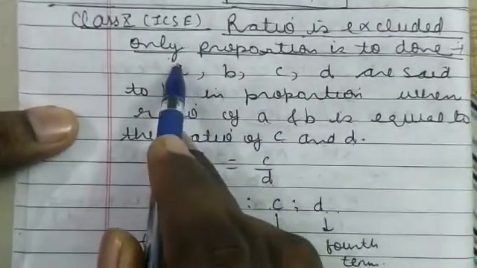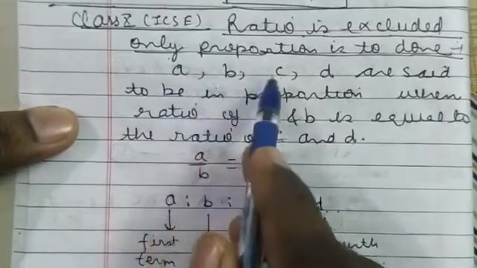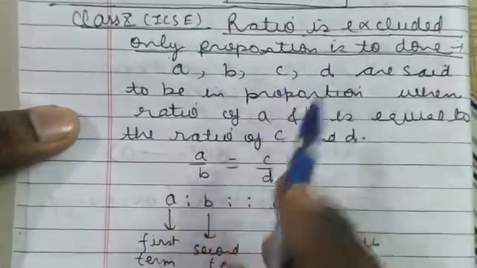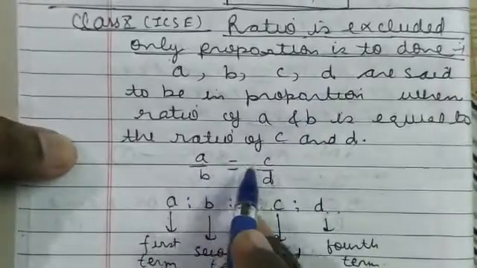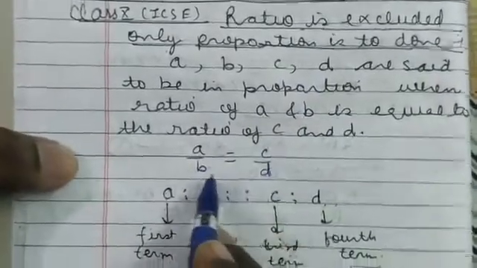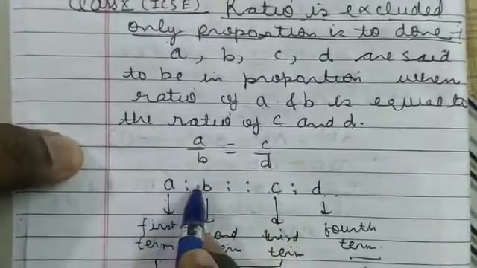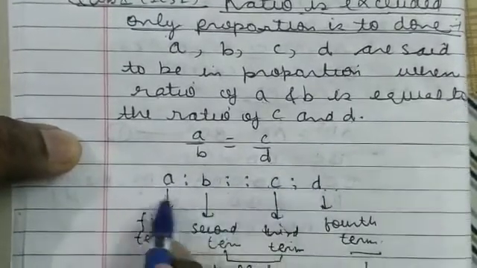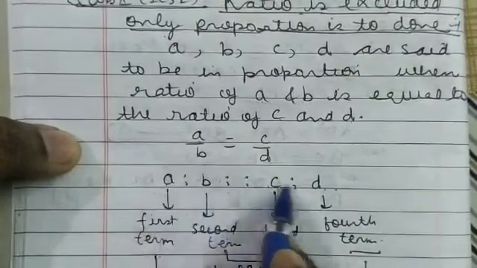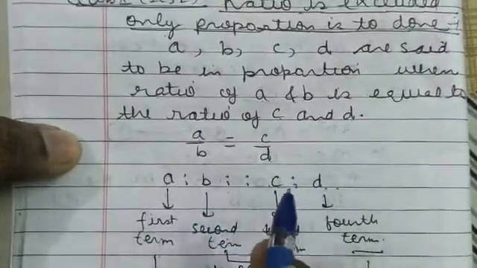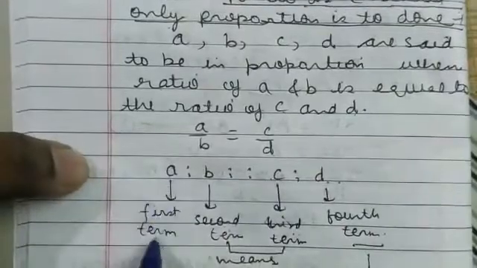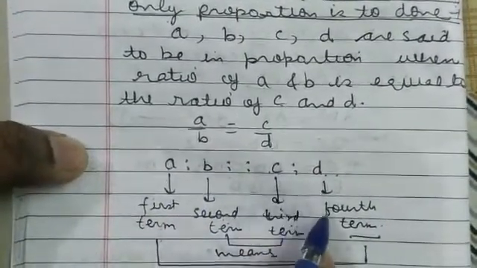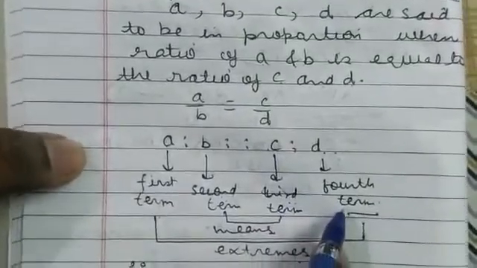It means the ratio of the first two terms will be equal to C is to D, like A upon B equals C upon D, or you can write it as A is to B such as C is to D. Here all these A, B, C, D are known as terms, like A is the first term, B is the second term, C is the third term and D is the fourth term.